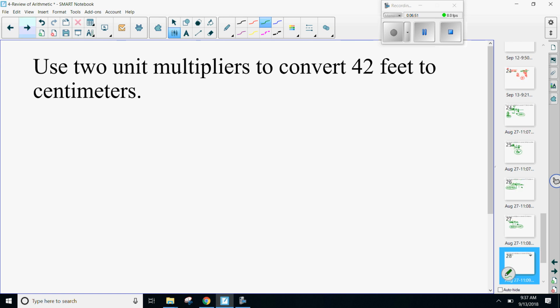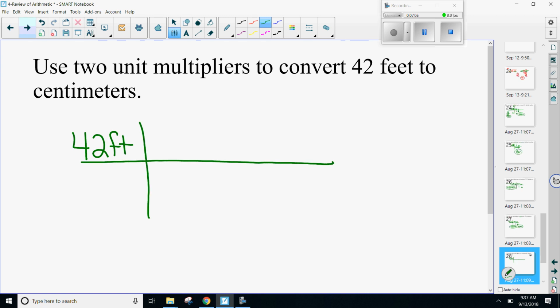The next one, though. Now you are asked to use 2 unit multipliers to convert 42 feet into centimeters. So 42 feet is on the field, right? So Tyler's on the field. Tyler's going to have to come off, and Eric's going to go in. But then Eric gets hurt. He comes off the field, and who goes in? Jonah. Jonah is who we want to be left with on the field. And Jonah is my centimeters, okay?